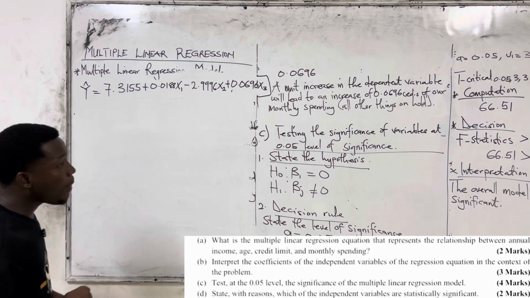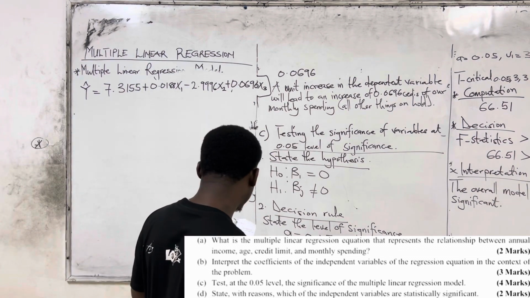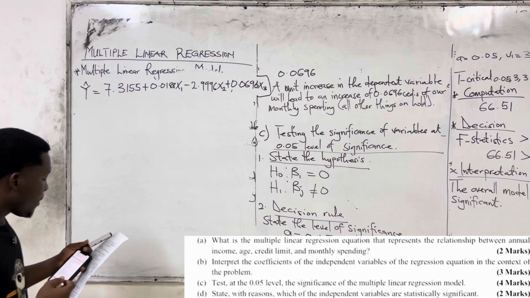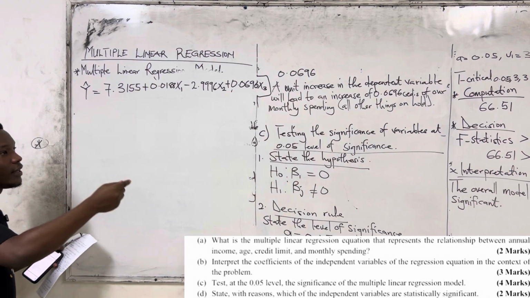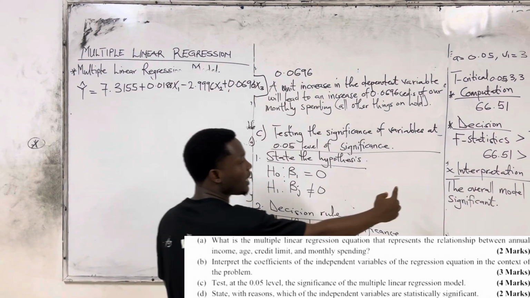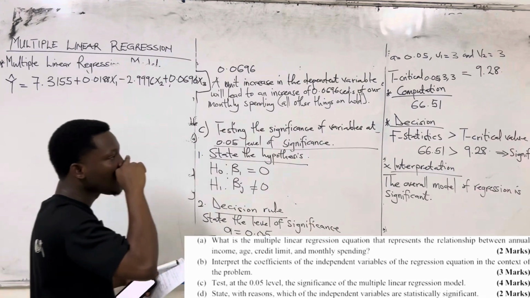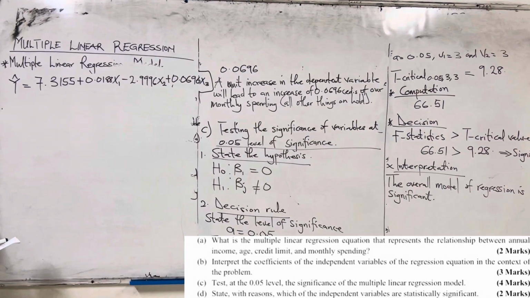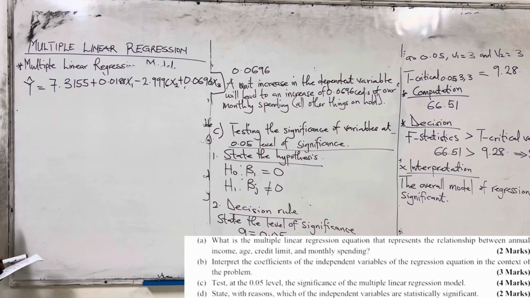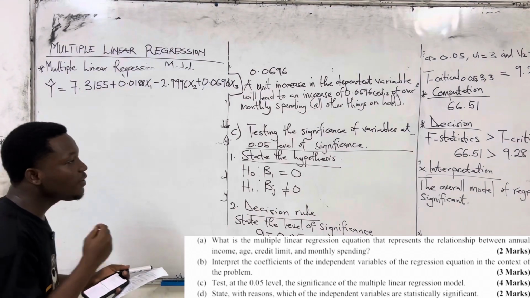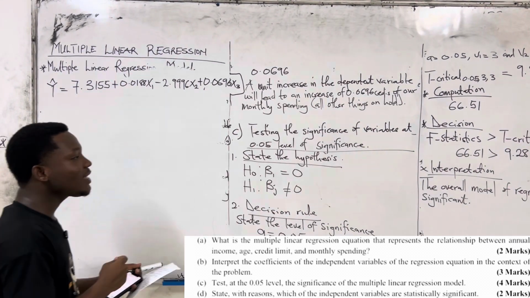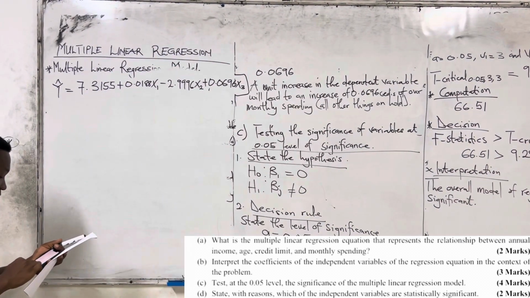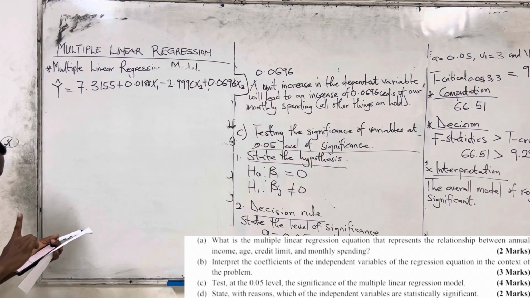And if our p-value is greater than the significance level that has been given to us, then it means our test will be not significant. But if the p-value is less than the level of significance that has been given to us, then it means it will be significant.